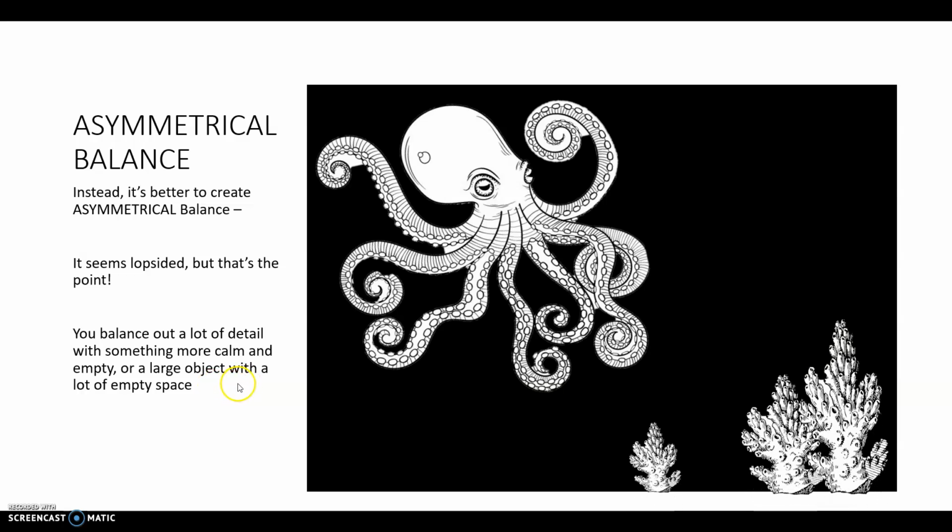You can also balance something out by adding some other areas of detail that are maybe smaller. So I've flown in some little coral here. We've got a grouping of it. You can have some other objects balance out the one big object with a couple smaller objects. That also creates asymmetrical balance.